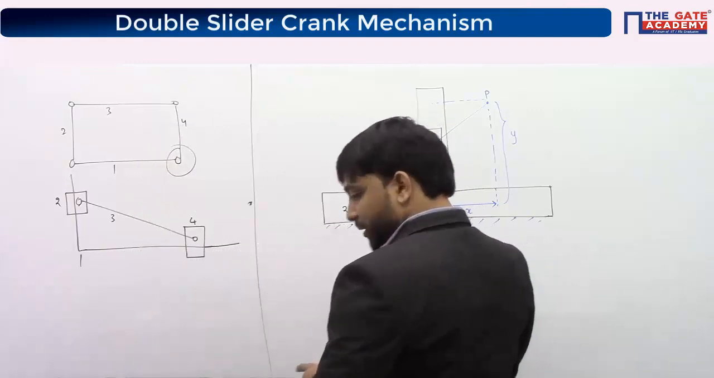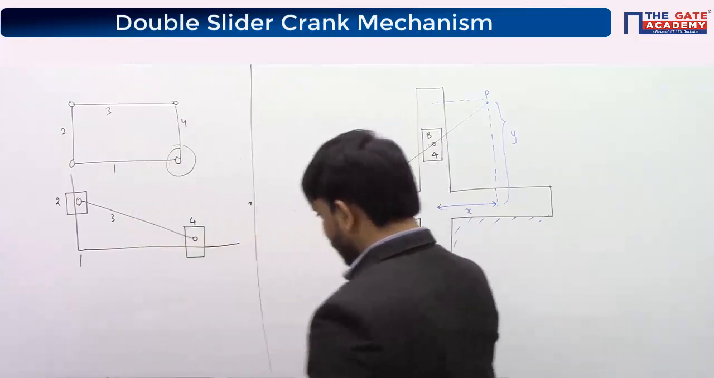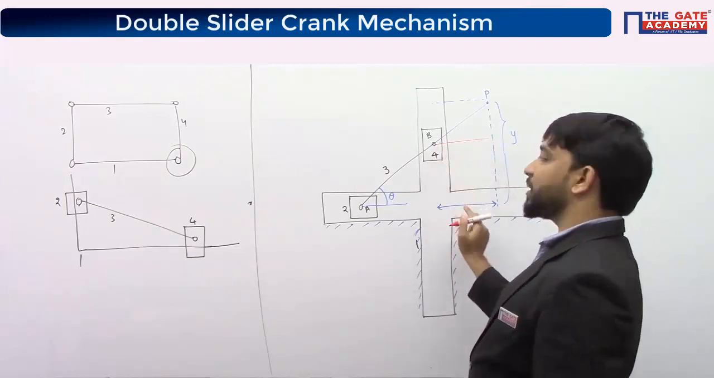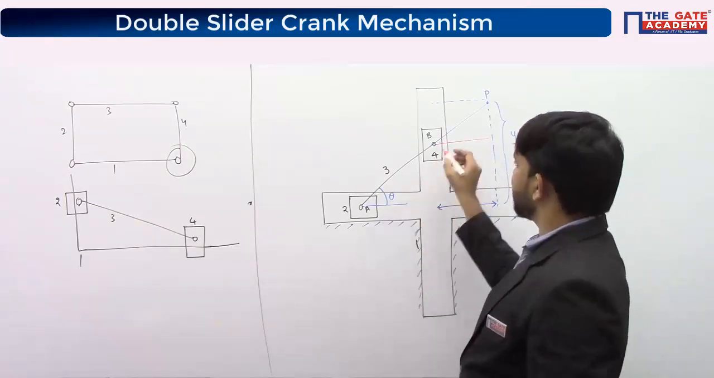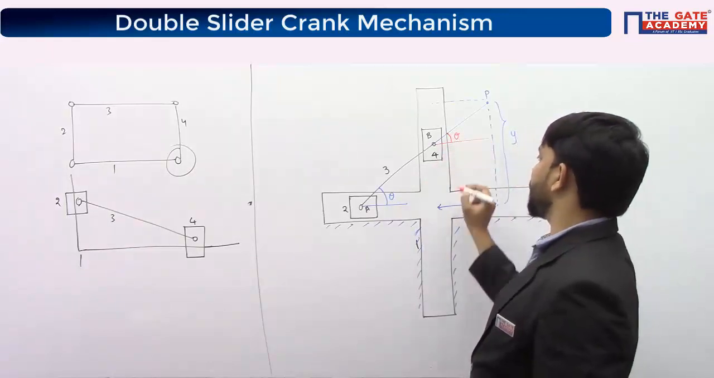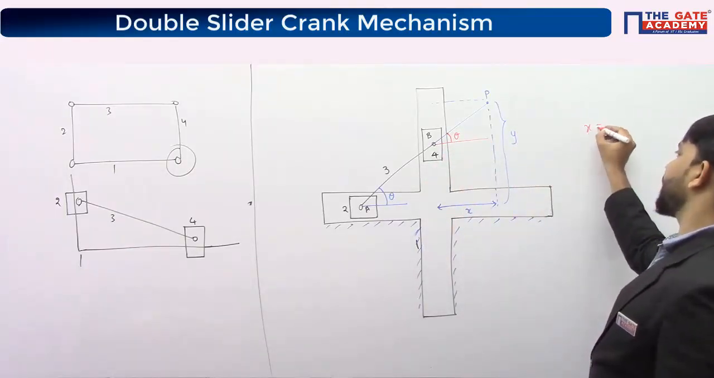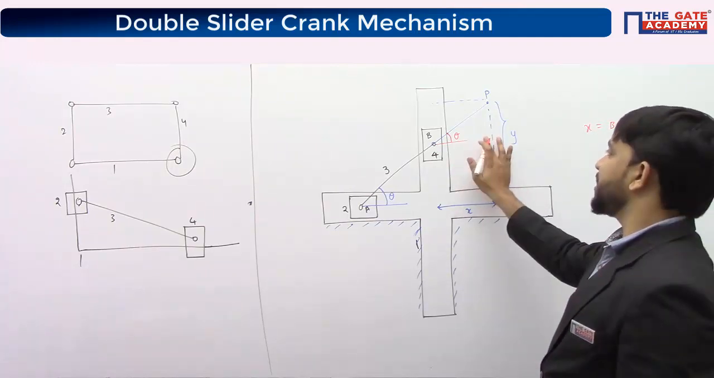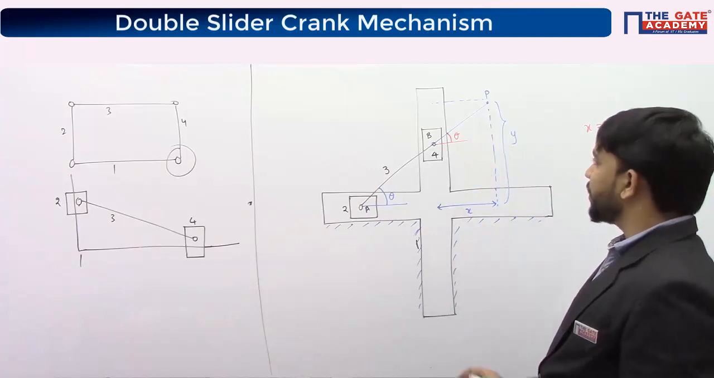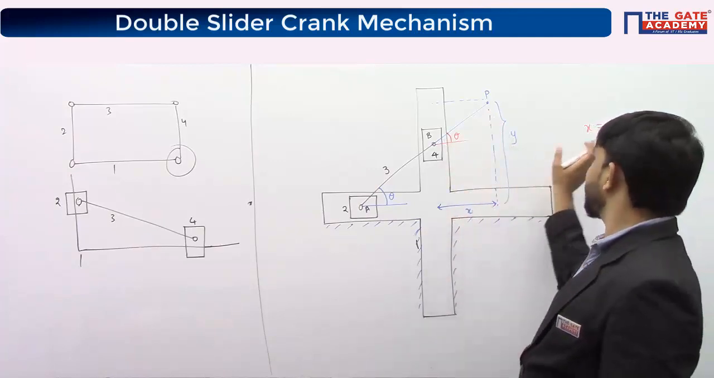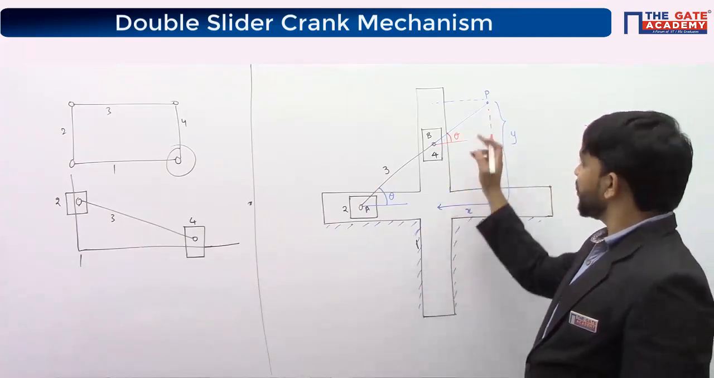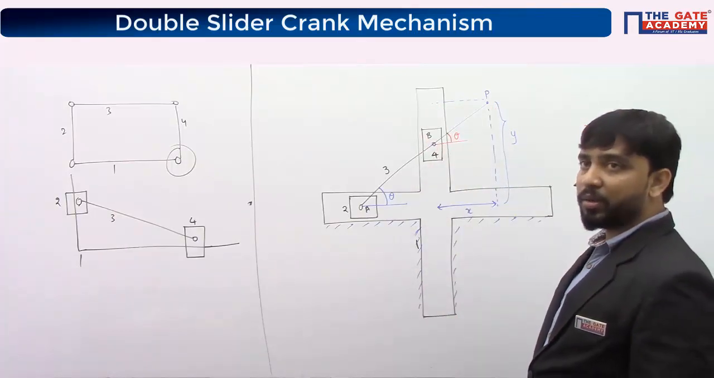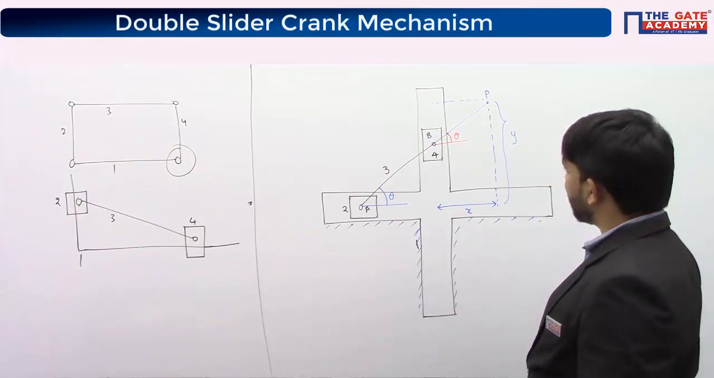So if you look at this distance, x, this is the same as x. If this is theta, theta with the horizontal, then x is BP cos theta. If I project this length BP on the horizontal axis, I will get the x coordinate of point P. If I project point P on the vertical axis, I will get the y coordinate of point P.